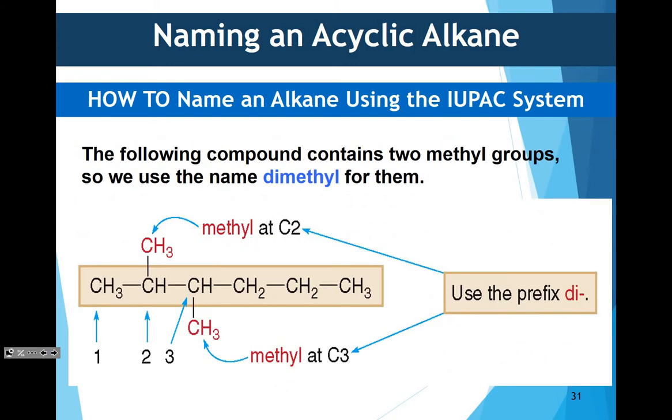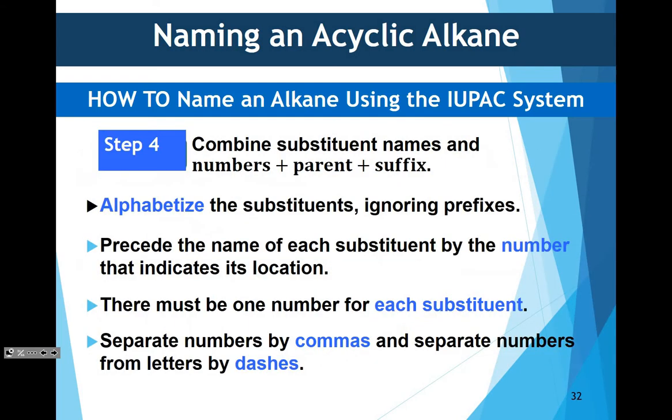Okay, so here we have one that would be using the di. Here I have one at 2 and 3 that are methyl groups. So this one I would use di on. Okay? So step 4 is we put all those things together. We put the numbers, the parent, the suffix, everything together.